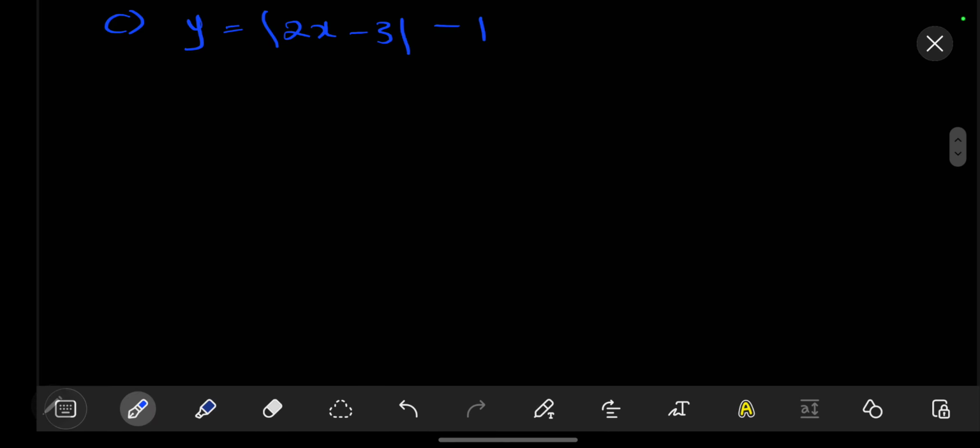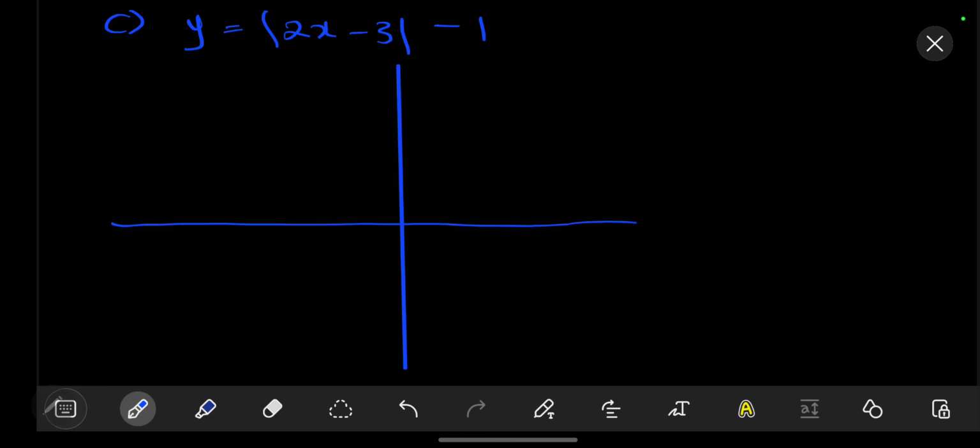Okay, let's draw our mother graph. We know that our mother graph looks like this. So this is our y equals the absolute value of x. Then we are going to apply a shift. So we are graphing by translation.